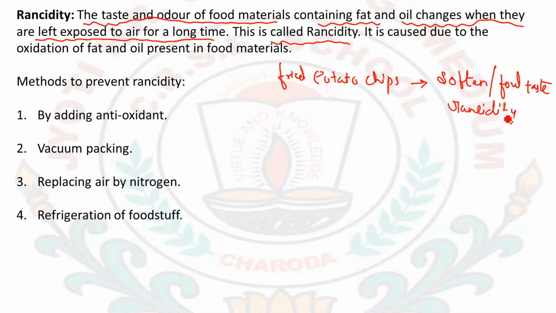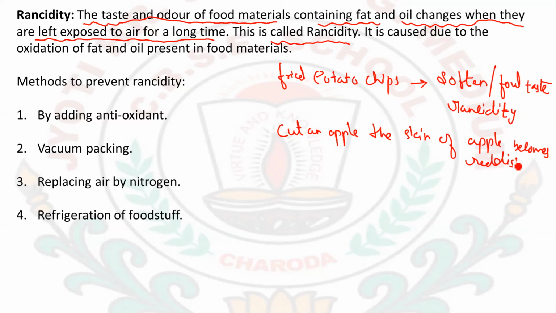Also, I have given you an example before that when we cut an apple, the skin of the apple becomes reddish after some time. So that is also an example of rancidity. This type of thing happens due to the oxidation of the organic substances present in our food or oil-containing substances.